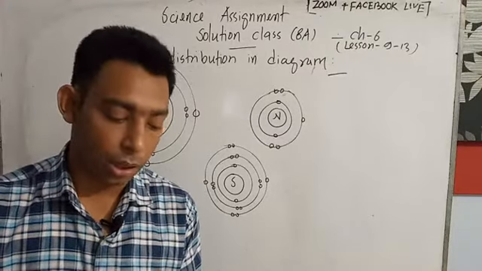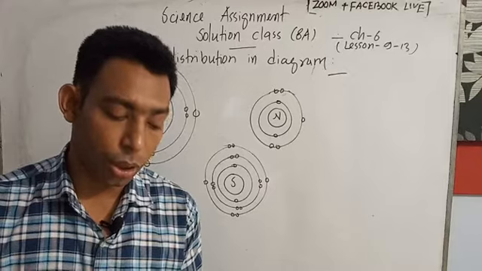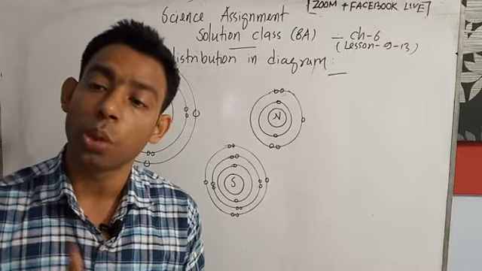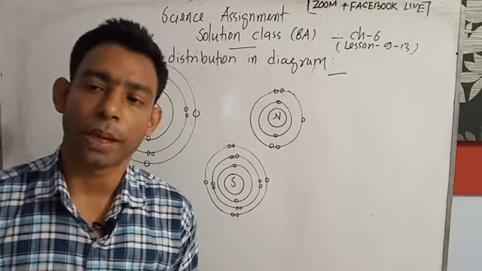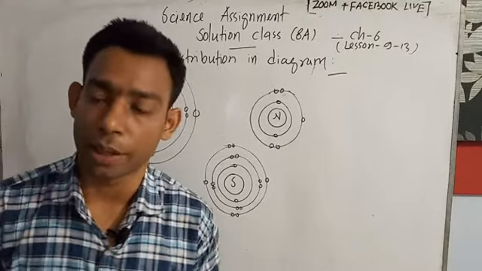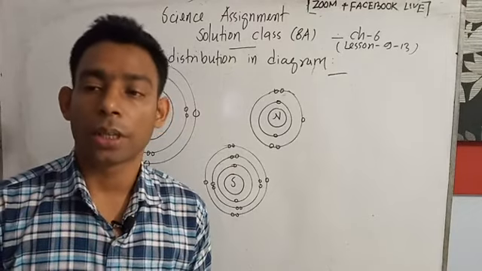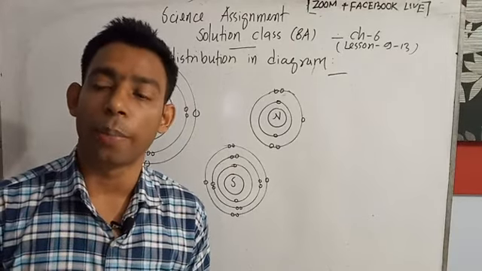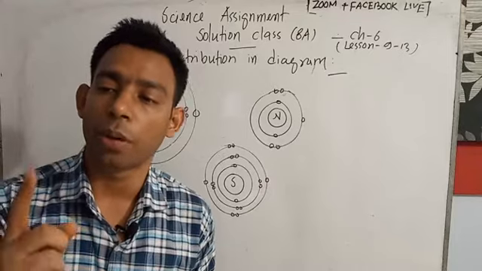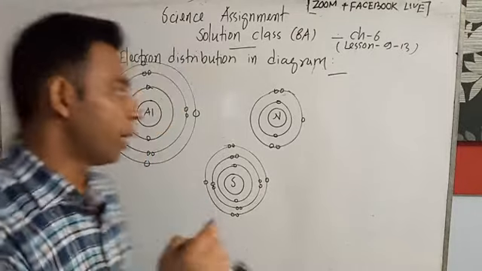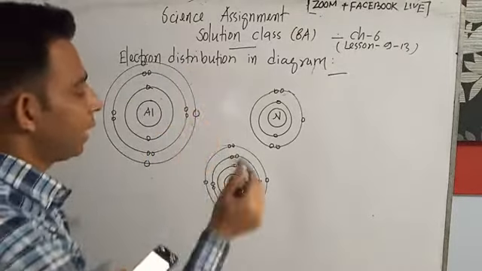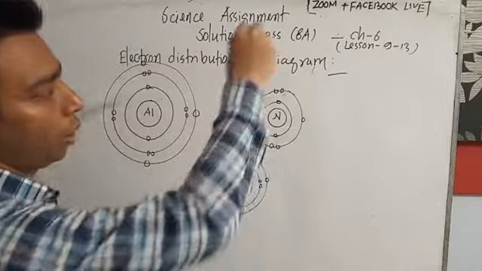Then finally, another point mentioned in the instruction: the model is to be submitted with your copy. That means not only the copy submission is your assignment, this assignment also includes the model. So sir, how many models will we make? You will make only one model, where you can use a board.